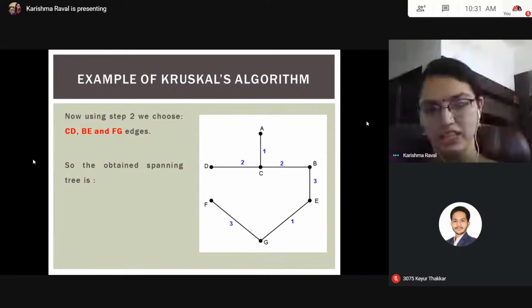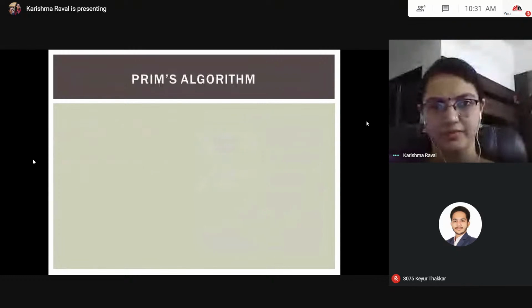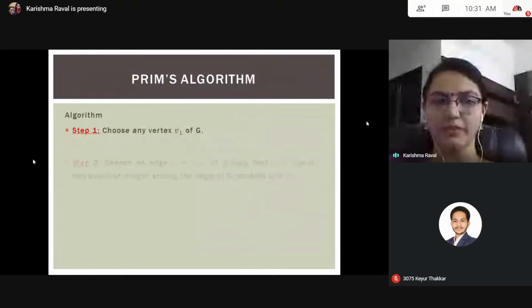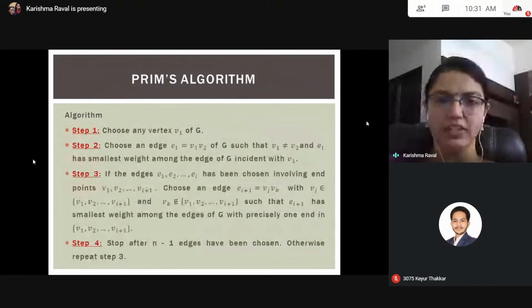You can see this weight is the lowest weight and this is a spanning tree. The next is Prim's algorithm. In Prim's algorithm, the first step is to choose any vertex V1 of G. The second step is to choose an edge e1 such that its endpoints V1, V2 are not the same, meaning it should not be a loop.